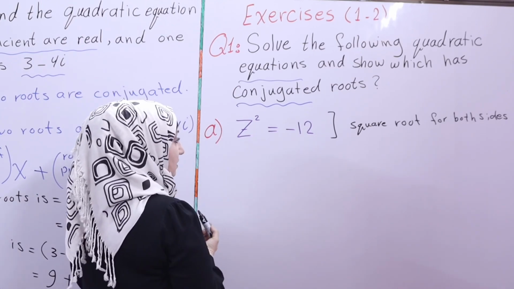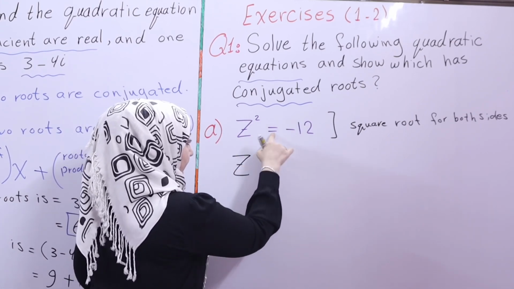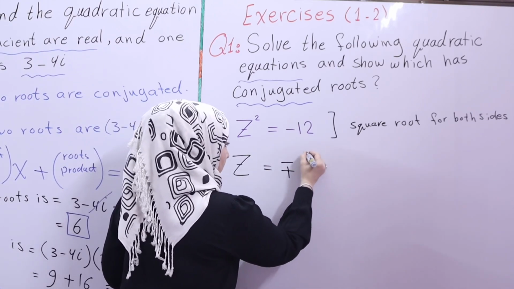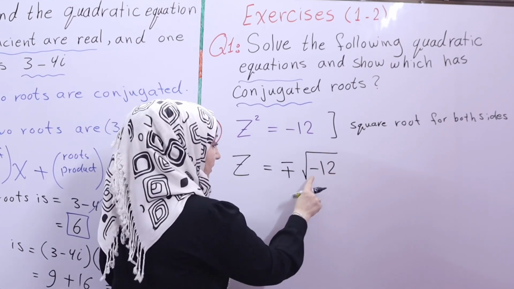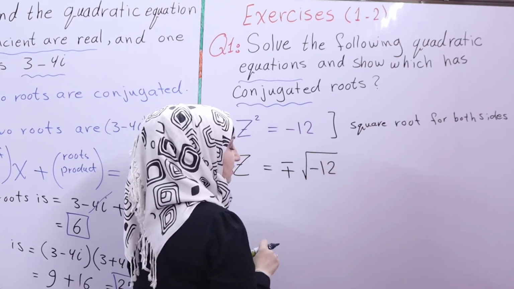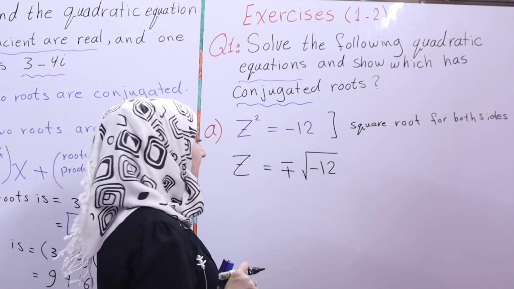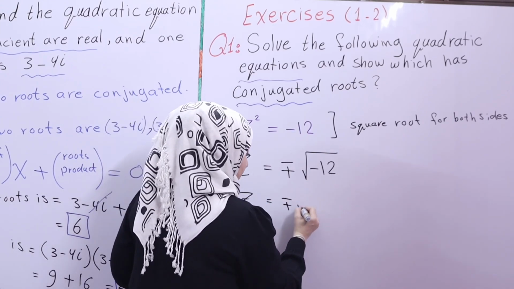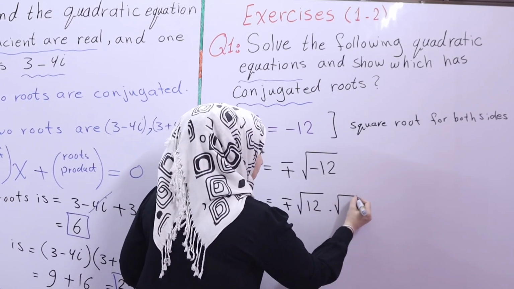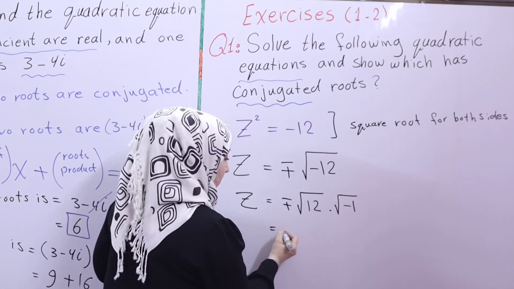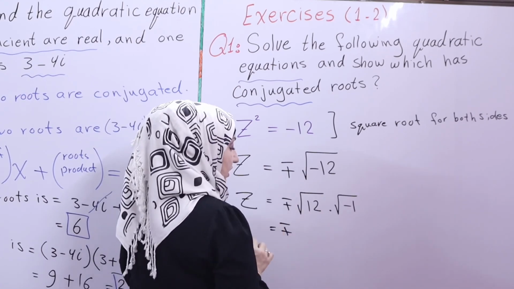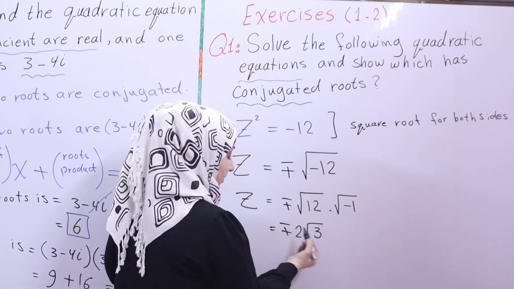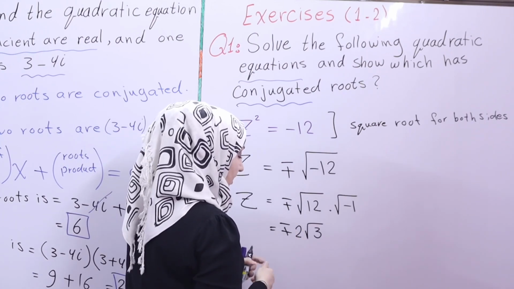Square root of Z squared equals Z, equal positive or negative square root of negative 12. Here we see we have a negative in the square root. That means we get a complex number. So we can write the square root of negative 12 as the square root of 12 multiplied by the square root of negative 1. And we know the square root of 12 equals 2 square root of 3. How did I know the square root of 12? 2 root 3, because 12 comes from 4 times 3.